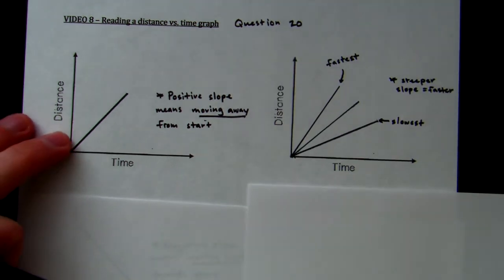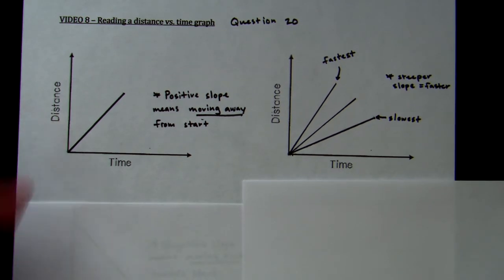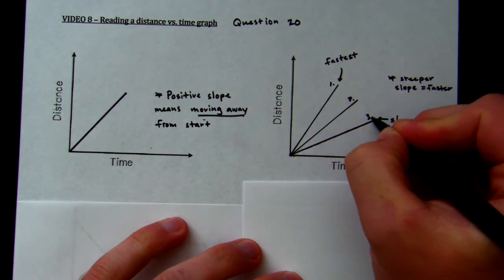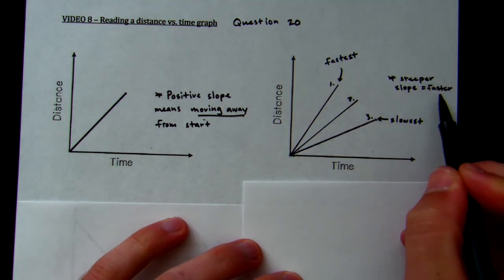Now, if it is a positive slope, the steepness tells us if we're going faster or slower. Here are 3 different graphs, 1, 2, and 3. The steeper the slope, the faster we're going.